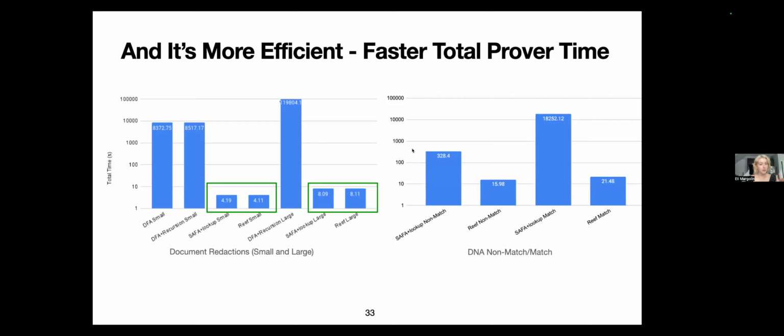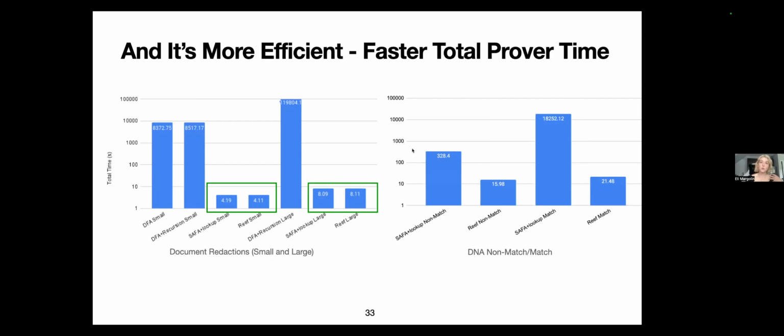One obvious question that you might have is that, okay, but the circuit size in the DFA plus recursion case wasn't that much bigger. Why is it so slow? That's because even in the DFA plus recursion case, you still have to go through every single character in the document. Whereas by using SAFAs, we can eliminate a lot of that work. We have to do significantly fewer iterations. So here, SAFA plus lookup and Reef perform about the same.